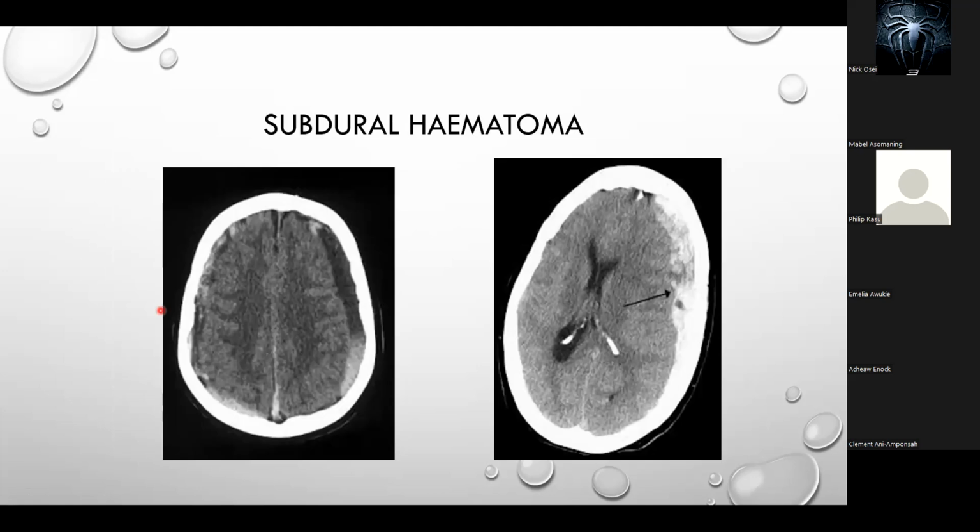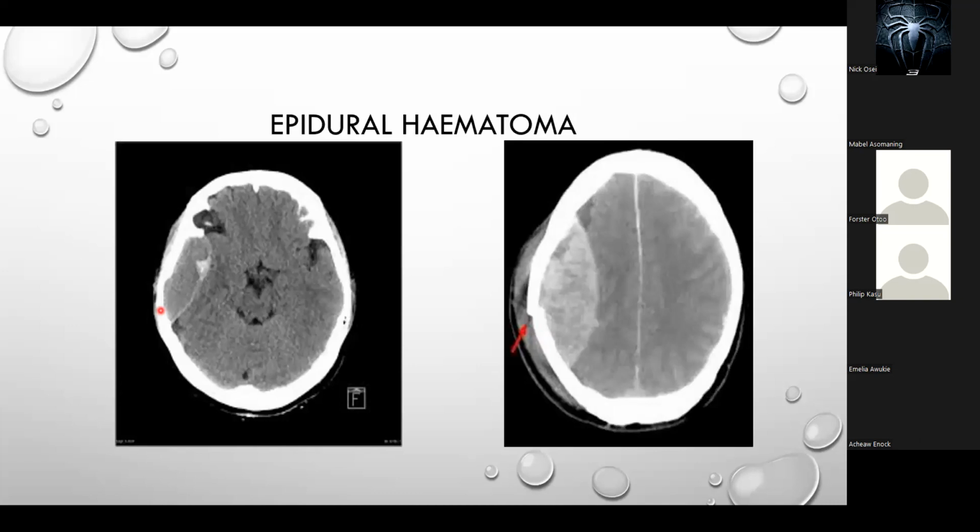Somebody answer quickly. I'm waiting. Doc, please come again, sir. So can you move to the next one? I'm saying that compare this subdural to this, the bleeding here. What can you say about the bleeding here compared to the other one, the way it looks?